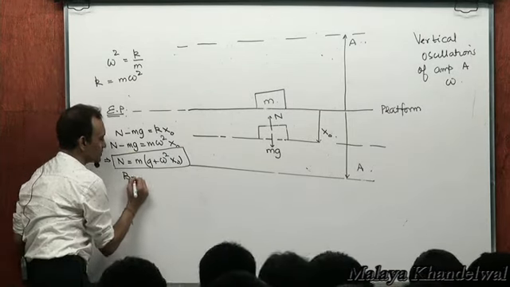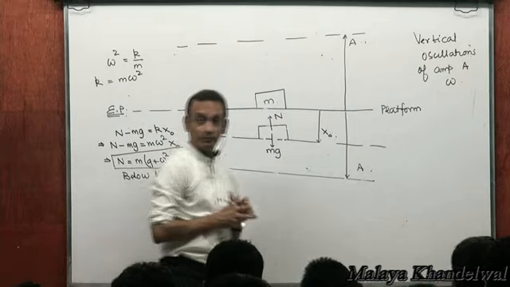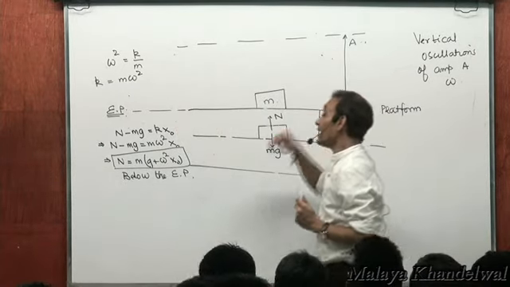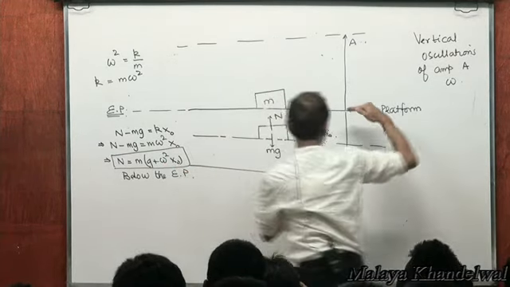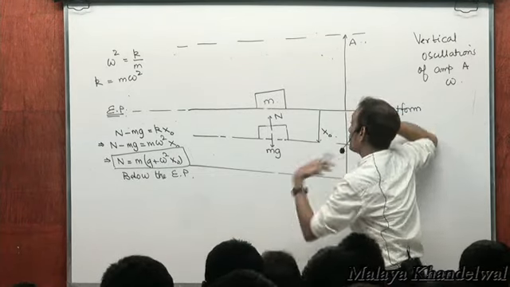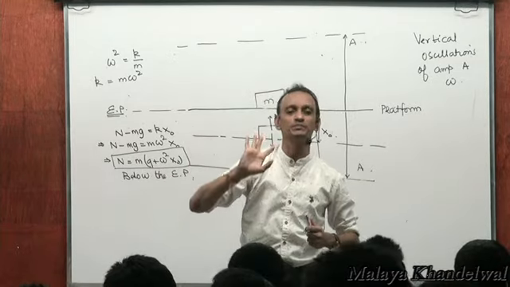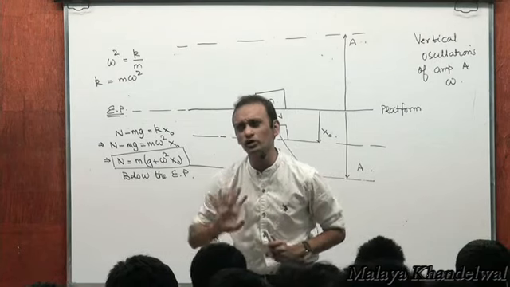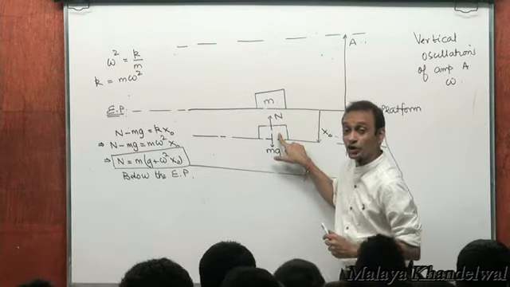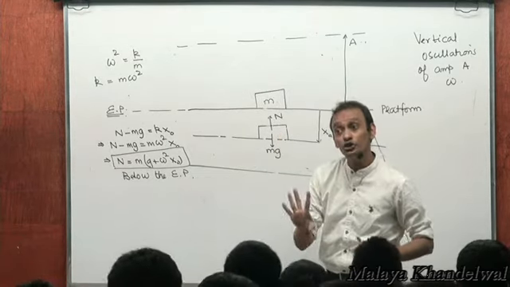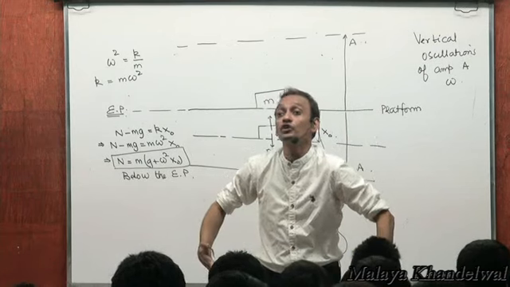This is below the equilibrium position. No matter what omega I assign, no matter how much x naught goes, what is the maximum value of x naught? A. Even if the maximum x naught could go 2A, 3A, 100A, N will never become 0 below the mean position. In a vertical oscillation of the platform, the normal reaction acting on M will never become 0 below the mean position. So below the mean position, this particle has no threat of losing contact with the platform.